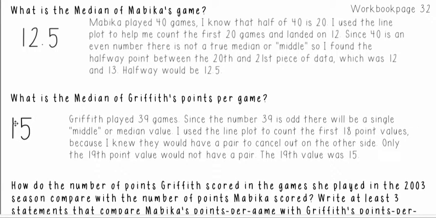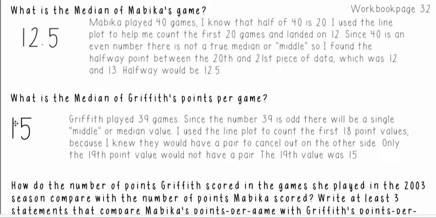This time I knew that Griffith played 39 games, and since the number 39 is odd, there will be a single middle or median value. I used the line plot to count the first 18 point values. And I did that because I knew there would be a pair for each of those first 18 to cancel out on the other side.